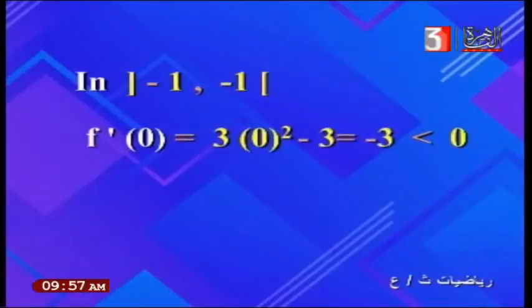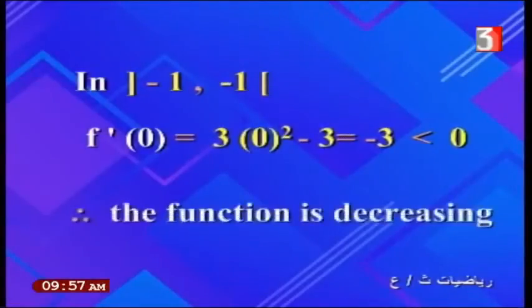The second interval, the open interval negative 1 to 1: f'(0) equals 3 multiplied by 0^2 minus 3, which equals negative 3, smaller than 0. Then the function is decreasing in this interval.